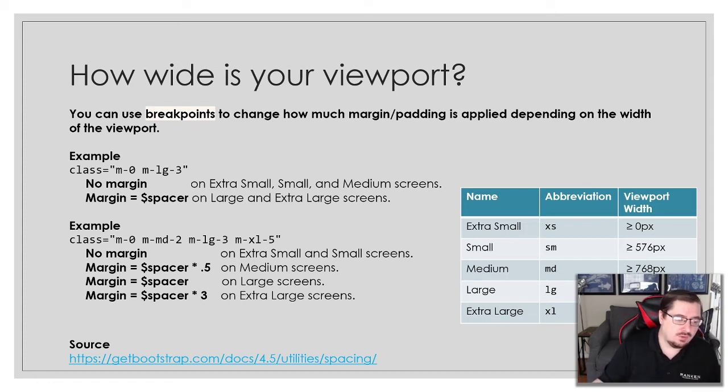I might say, well, at extra small devices, we'll say, okay, by default there's no margin. And then at medium, it goes up to 2. Large, it goes up to 3. And then finally, at extra large, it goes all the way up to 5. So I can use a series of classes like this to change whatever property I need to change responsively.